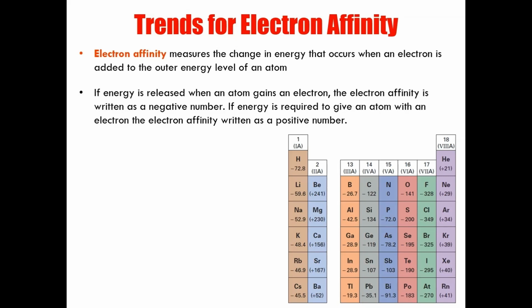The more negative the electron affinity values, the easier it is to add an electron to a particular atom, and the more stable it becomes as a result. The more positive the electron affinity values, the harder it is to add an electron to a particular atom, and the more unstable it becomes as a result. There are two general trends for electron affinity on the periodic table.